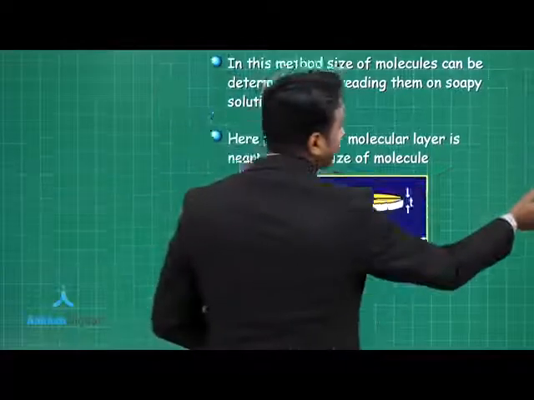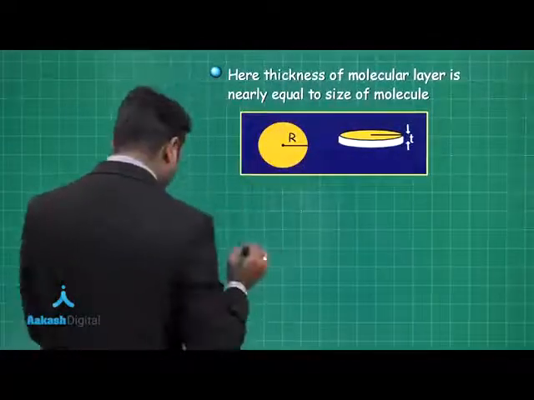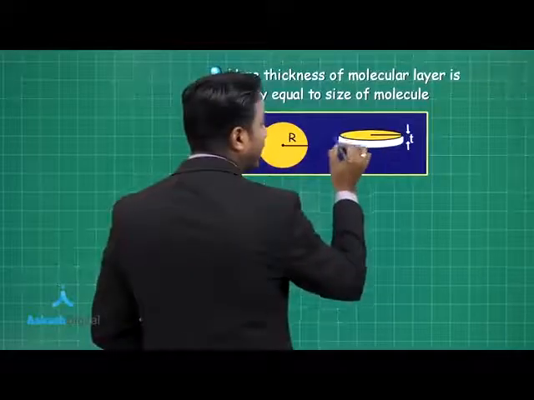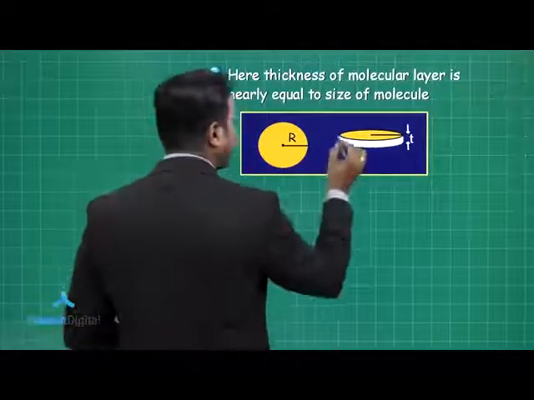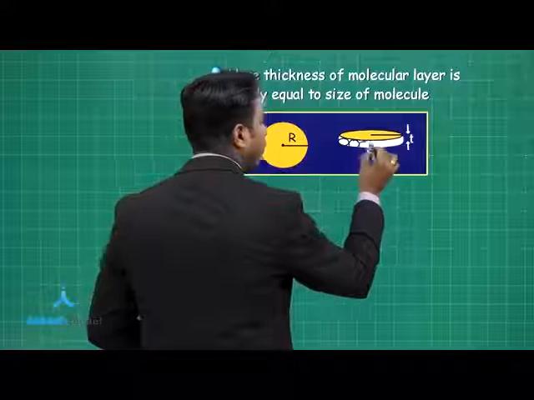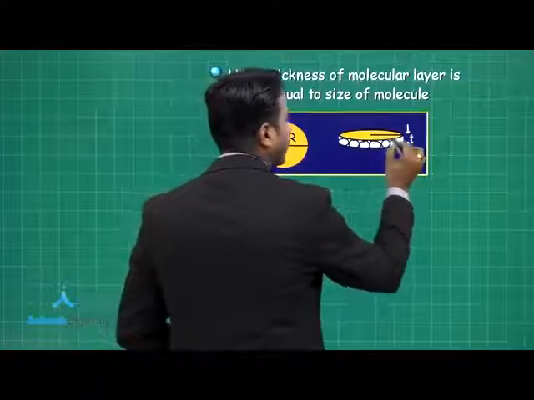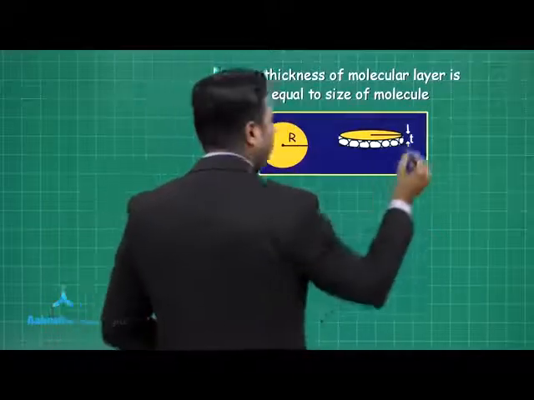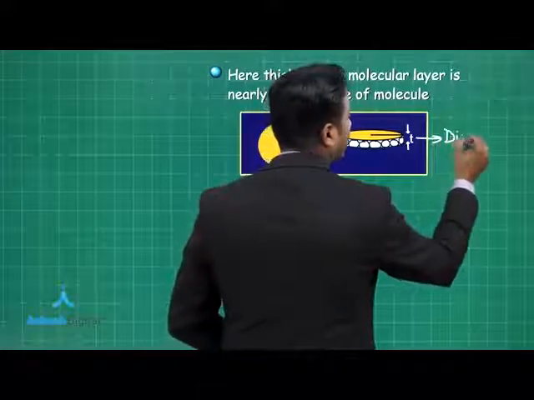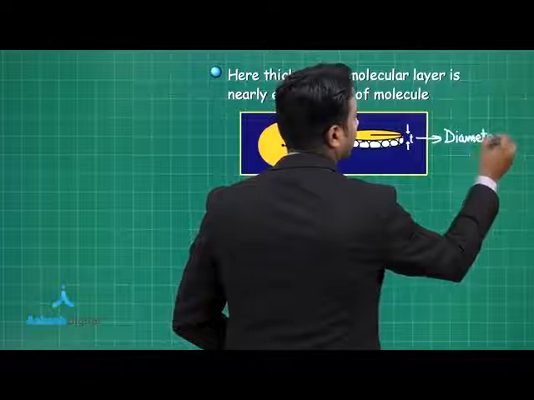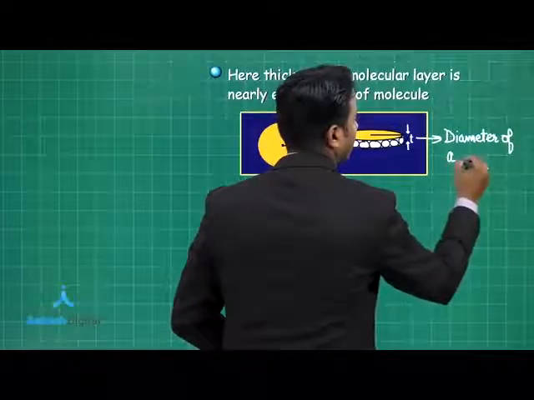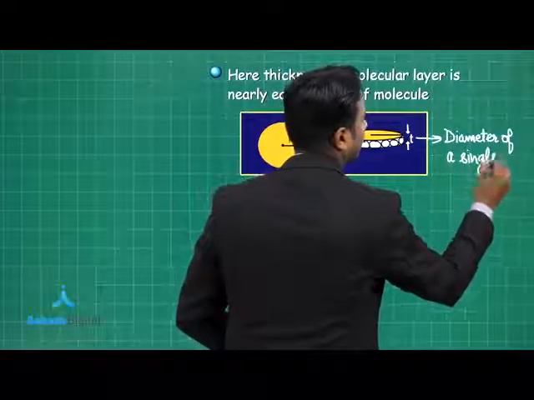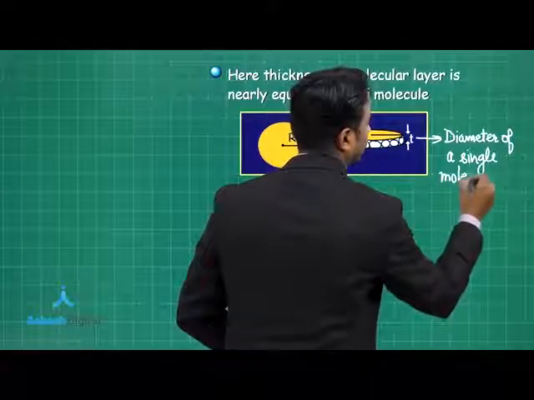And the next thing that we need to see over here, since this layer is very thin, we can assume that the molecules of the oleic acid are arranged like this. So obviously this t is also equal to the diameter of a single molecule of oleic acid.